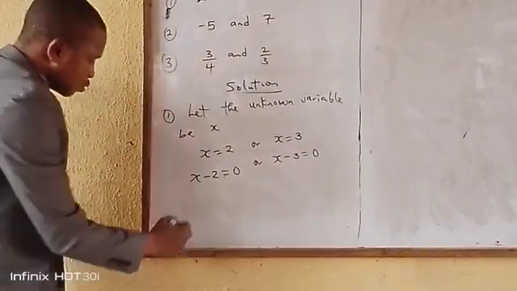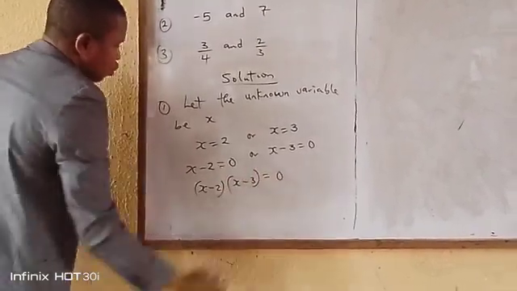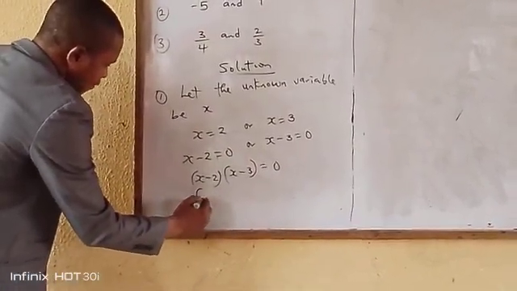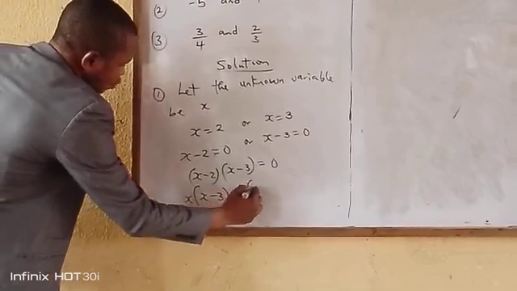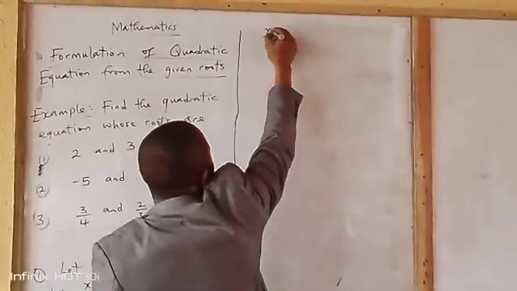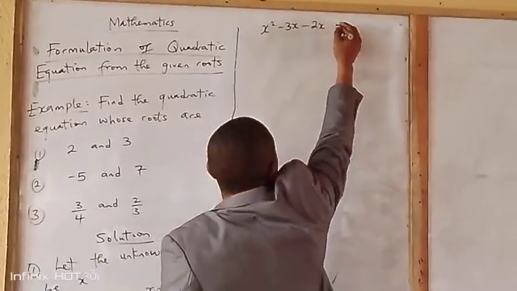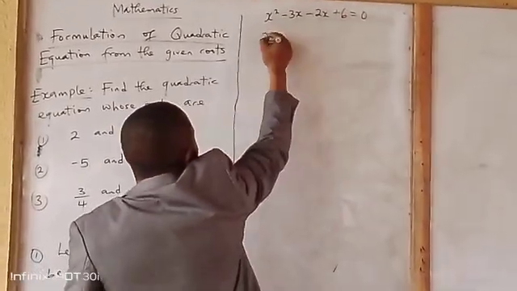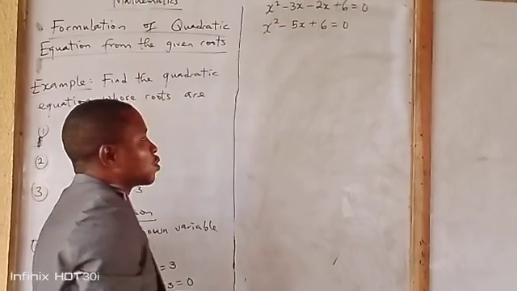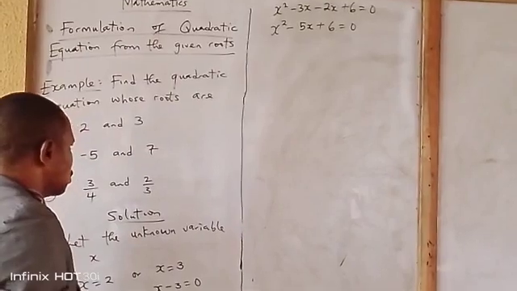Then we are going to expand. So we are going to have x minus 2 in bracket of x minus 3 is equal to 0. So the next thing to do is to expand this. So we are going to open one for another. We are going to have x in bracket of x minus 3 minus 2 in bracket of x minus 3 is equal to 0. Then we have x squared minus 3x minus 2x plus 6 is equal to 0. x squared minus 5x plus 6 is equal to 0. So this is the quadratic equation for these roots, which are 2 and 3.